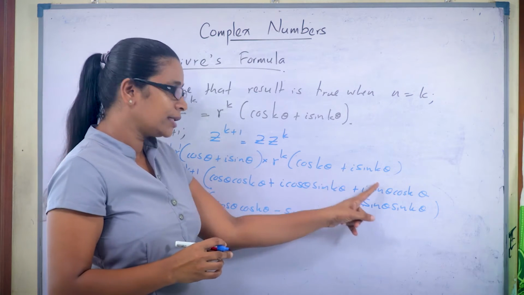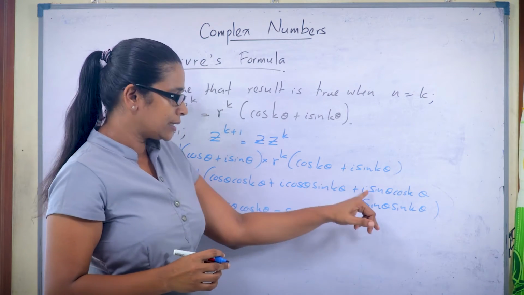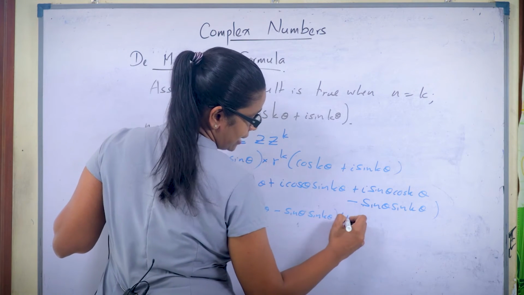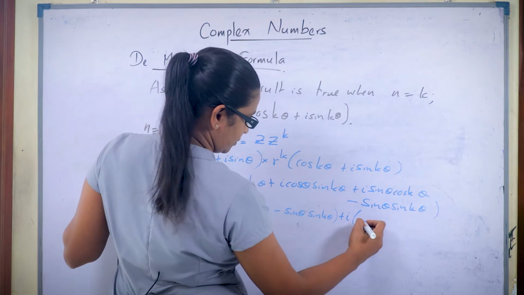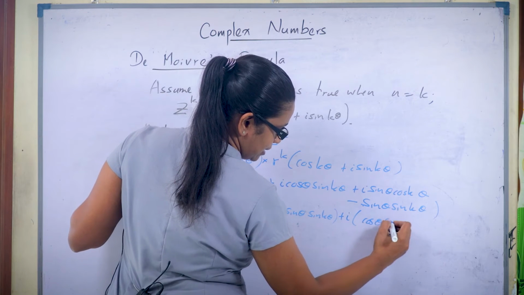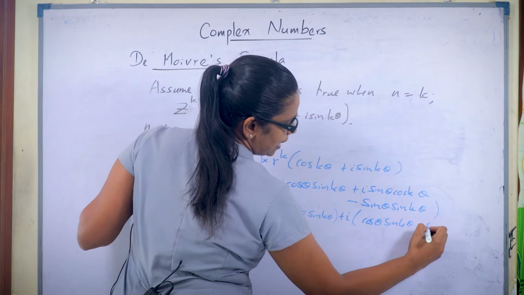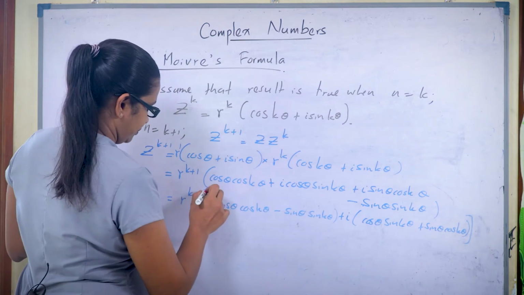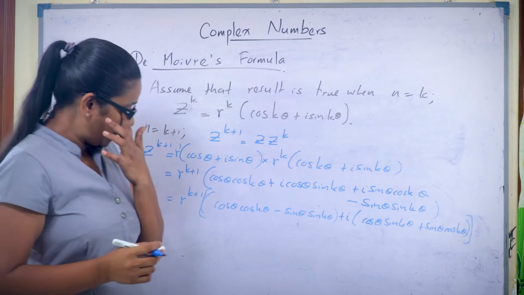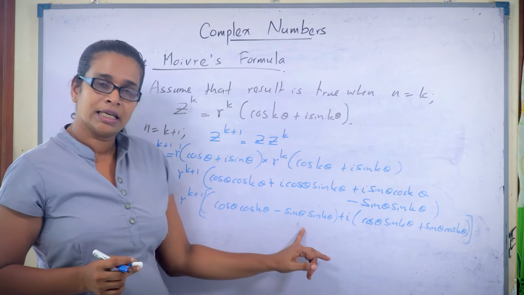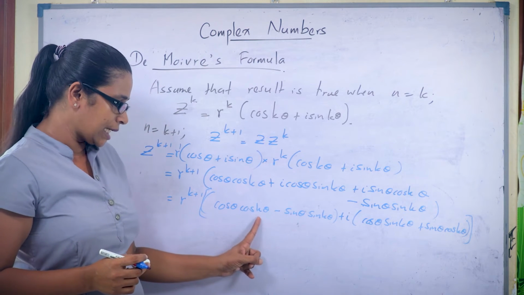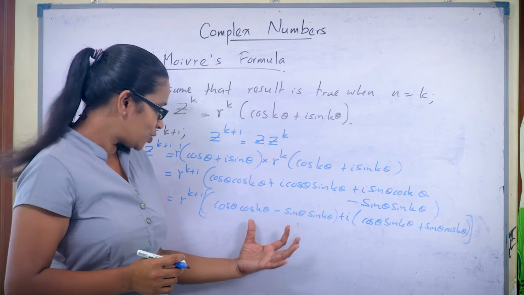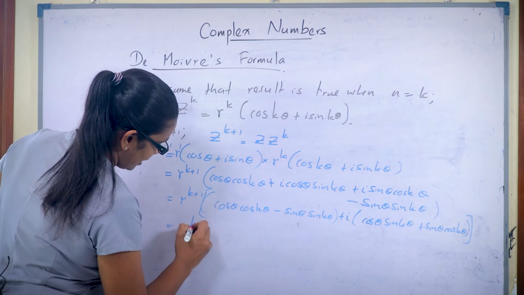Now look at the second and third terms. Here i is there in both terms, so I'm going to write it as i times cos theta sin k theta plus sin theta cos k theta. Okay. Now look at the terms inside the bracket. Here cos theta cos k theta minus sin theta sin k theta. What is this? You know what this is. r^(k+1).